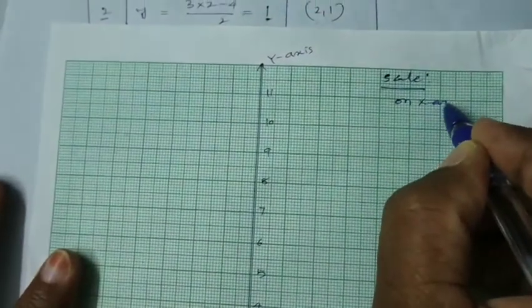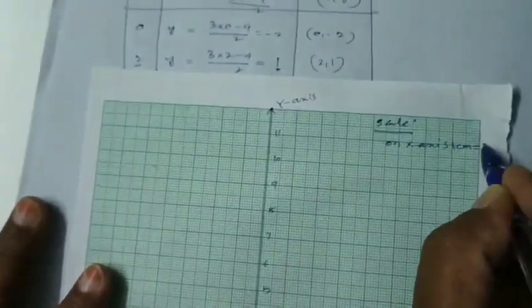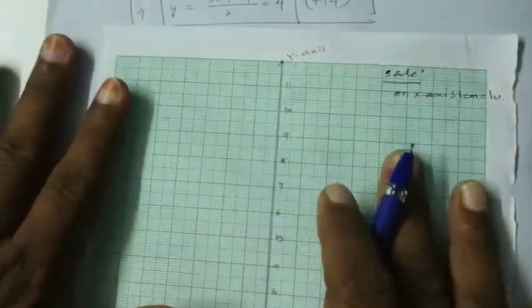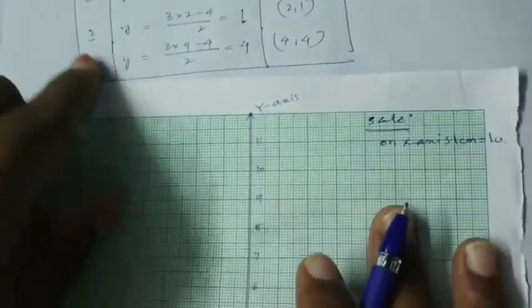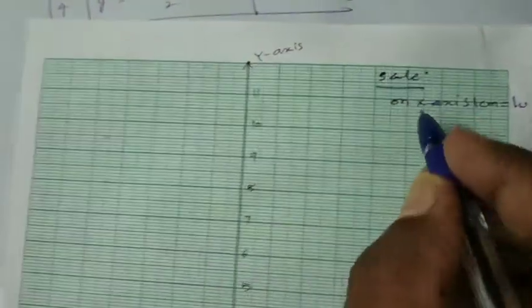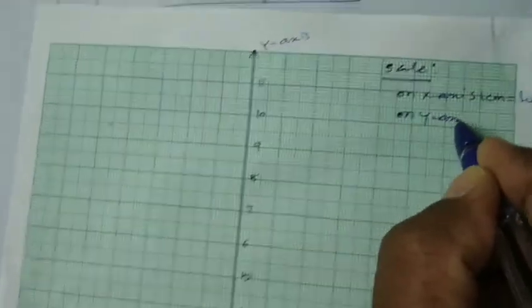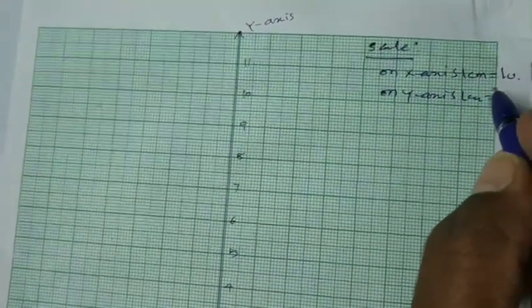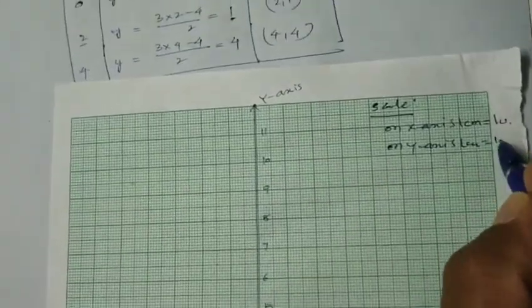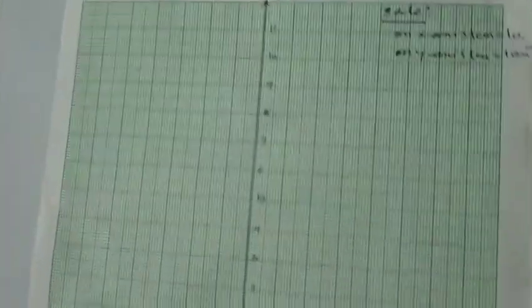On the x-axis, 1 centimeter equals 1 unit only. Why? Because they are small numbers only, no? What are the x values here in the problem? We got x values 0, 2, 4 only, and here also we got 0, 1, 2, 3 only. That's why on the x-axis we can take 1 centimeter equal to 1 unit only. On the y-axis, 1 centimeter equals 1 unit, since the y values are minus 2, 1, 4, and 5, 3, 1. We can take 1 unit, enough, right? So that only we have written here.